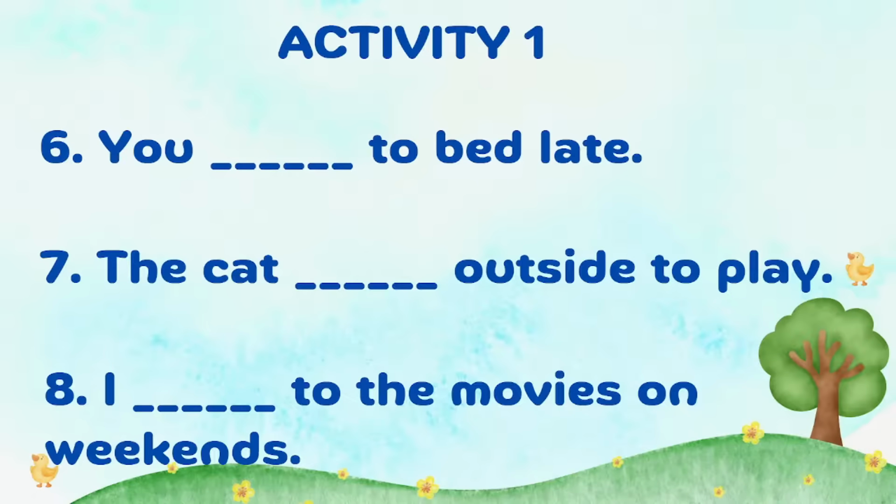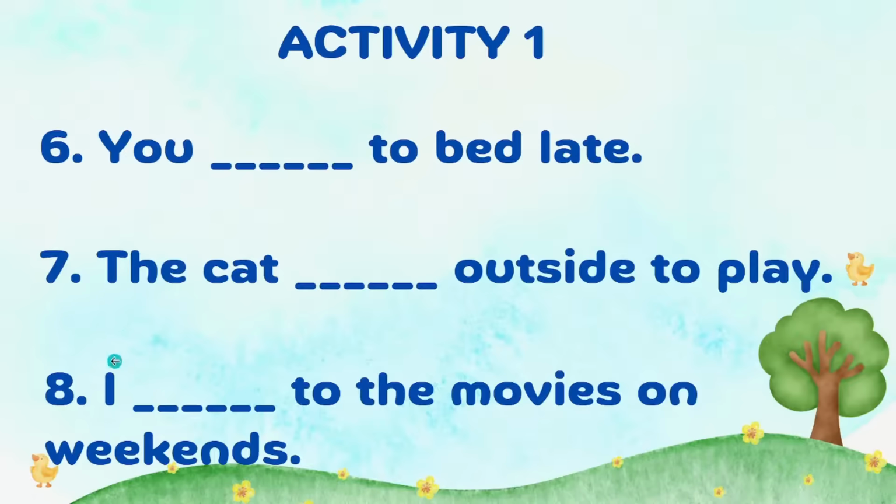Okay. Number 6, you. So, automatically, you will use go, of course. You go to bed late. Alright, and then the cat. Cat is an animal, so you will use the pronoun it. So, it says here that the cat, what? Goes. Because he, she, it, you will use goes. So, the cat goes outside to play.